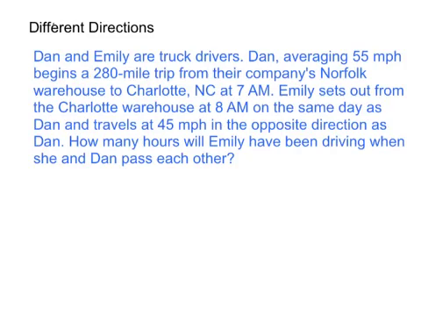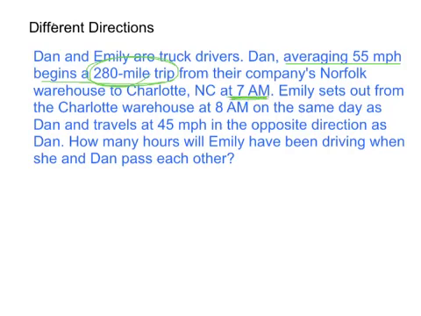Now let's take another look at a different type of motion problem. In this case, we're looking at two people going in different directions. Dan and Emily are truck drivers. Dan, which we're going to show in green, is averaging 55 miles an hour, beginning a 280-mile trip. That's going to be the total distance. From their company's Norfolk warehouse, beginning at 7 a.m.